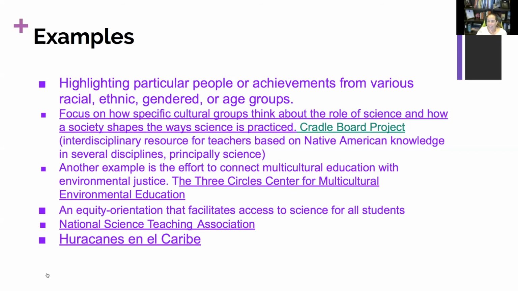Another one that I love, and again, this is something that is not new. It's kind of a little old school. Focus on how specific cultural groups think about science and how society shapes it, because it's very different, right? The Western way of thinking about science might not be the same way that other countries think about it. So there's actually the Cradle Board Project that has a lot of resources, especially for science, and is based on Native American knowledge, right?